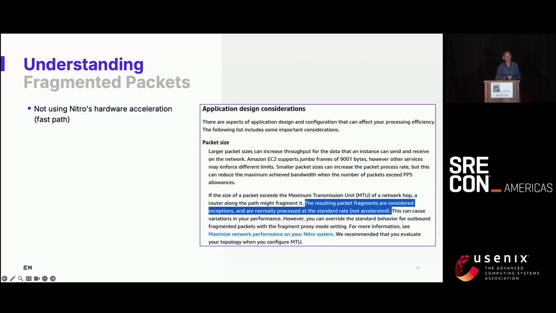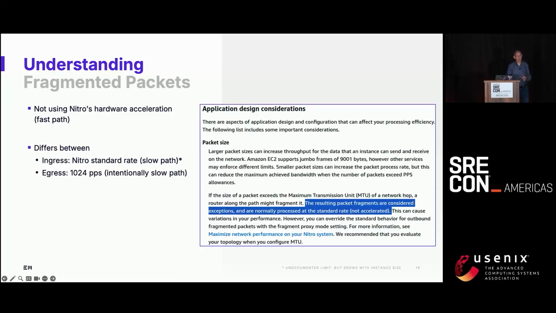Let's understand what happens in AWS with the fragmented packets. They cannot benefit from the hardware acceleration of the Nitro card. They are processed in CPU, and it's in the documentation of AWS as well that they are considered to be an exception. However, what is not documented is that it differs also from the egress to the ingress direction. In the ingress, the Nitro standard rate applies, which is still the slow path, but at least it increases with the instance size. So with going to very big instances, you could get at least some hundreds of thousands of packets per second.